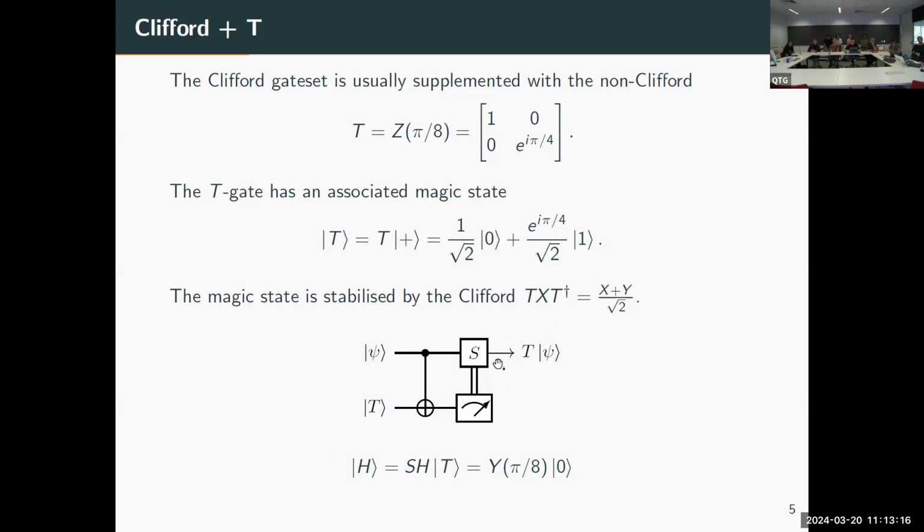Why would you do something like this? It seems like you've kind of pushed back there's a T-gate that you need to do to prepare this state, and then you're making a T-gate at the end. Kind of feels like you're just pushing the problem into another corner.